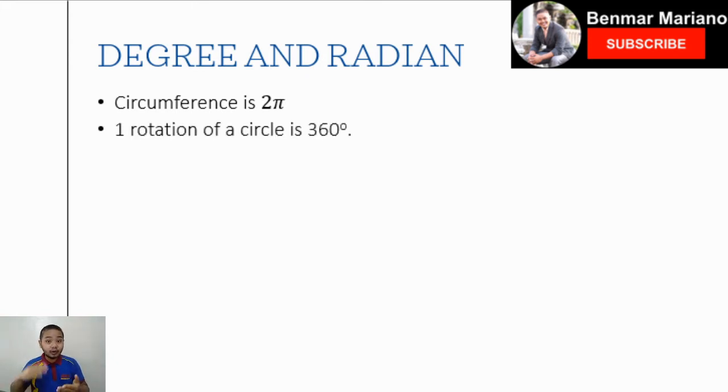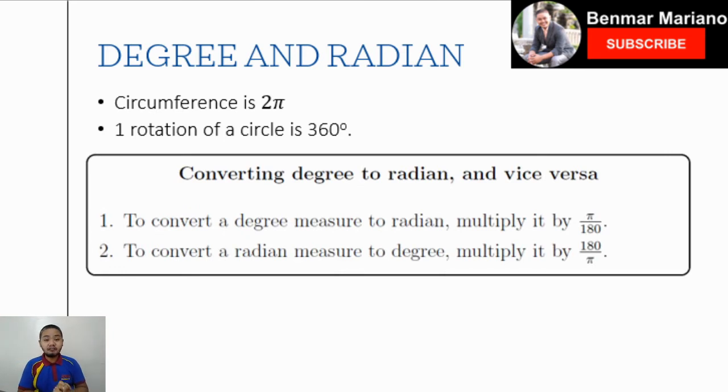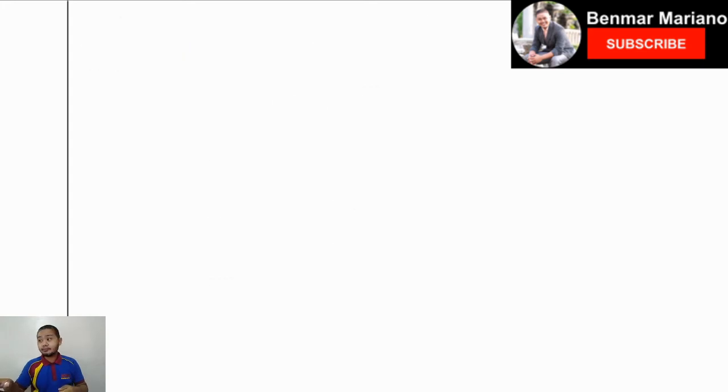Next, we know that one rotation of a circle is equivalent to 360 degrees. Therefore, in a unit circle, we can say that 360 degrees is equivalent to 2 pi. So, this will now be the conversion of degree to radian and vice versa, radian to degree. For number 1, let me read. To convert a degree measure to radian, we're just going to multiply that degree measure by pi over 180 degrees. While in number 2, if we want to convert a radian measure to degree, we're going to multiply that radian measure by 180 over pi. Let me show an example.